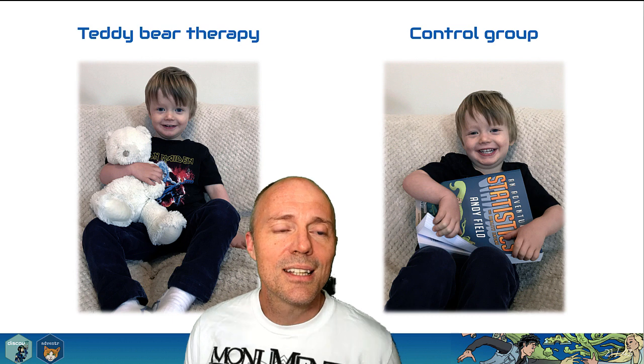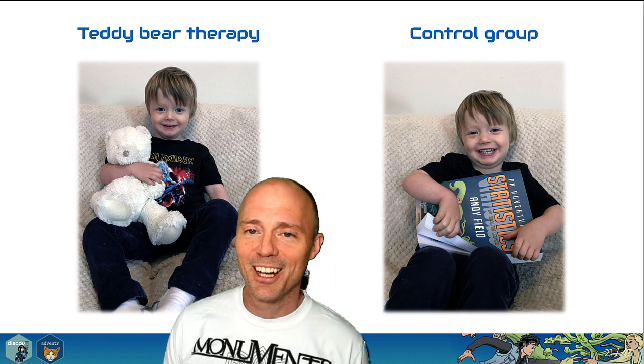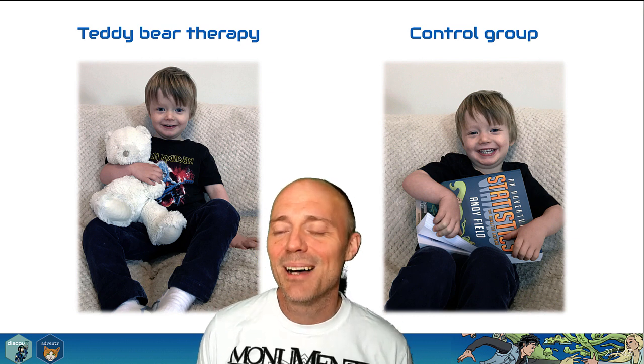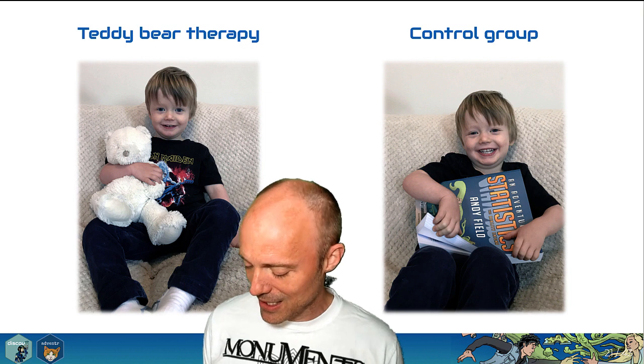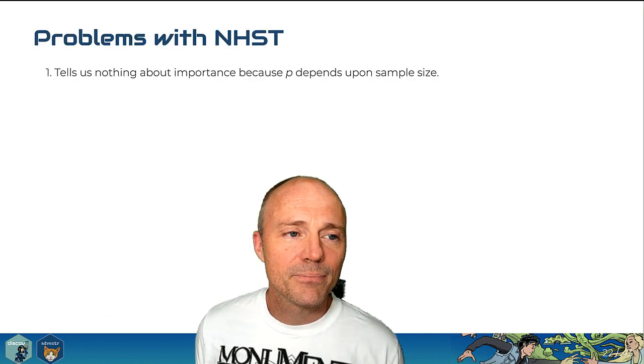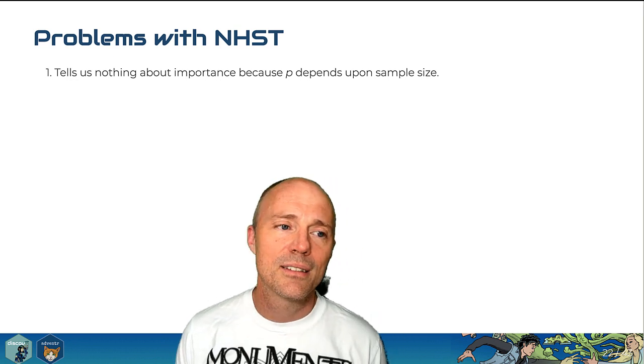So we've got two conditions, a group of people who have teddy bear therapy, a group of people in some kind of textbook hugging control group. I'm not sure you'd get that past ethics, actually, giving people one of my books to read as a control. But anyway, we're going to use this example to illustrate some of the problems with null hypothesis significance testing.